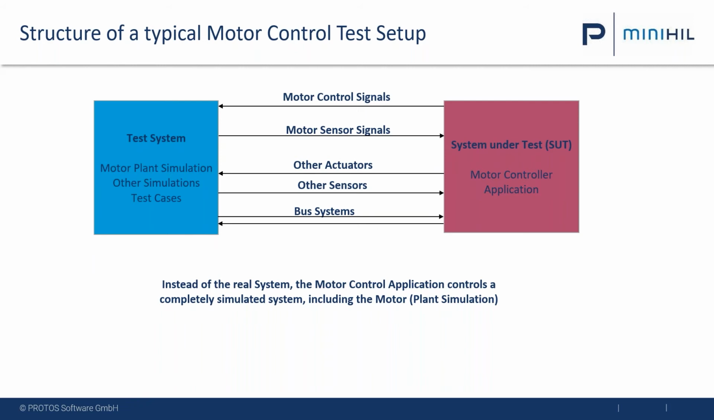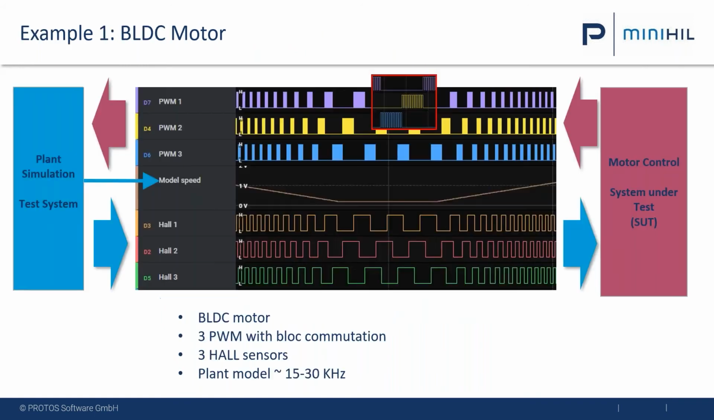Usually you also have bus systems, a CAN, a LIN bus, or other low-level bus systems like SPI or I2C. So instead of the real system, the motor control application controls a simulated environment, a simulated system, including the motor we provide as a plant simulation. Typical examples, a BLDC motor, for example.